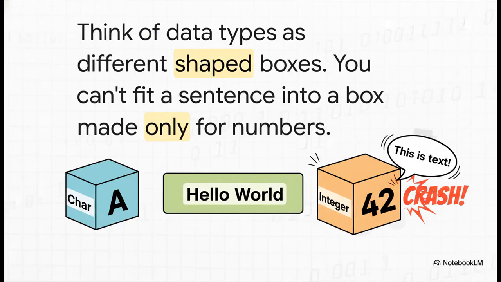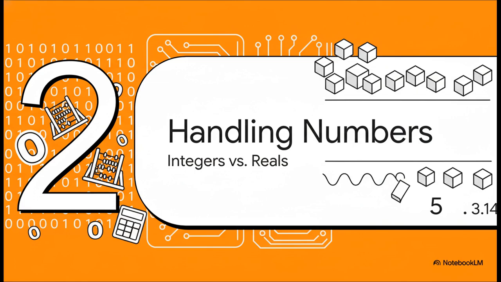Here's a brilliant way to think about it, and probably the easiest way to remember this. Imagine you have different shaped boxes. You've got one for numbers, a different one for sentences, another for single letters. If you try to force a whole sentence into the little box that's only designed for numbers, well, your program is going to crash. It's that simple. Using the right data type is all about picking the right box for the job. It keeps your code efficient, and most importantly, it stops it from breaking. Now, let's see how this whole box idea applies to numbers. In our second section, we'll see that computers basically have two main ways of dealing with them.